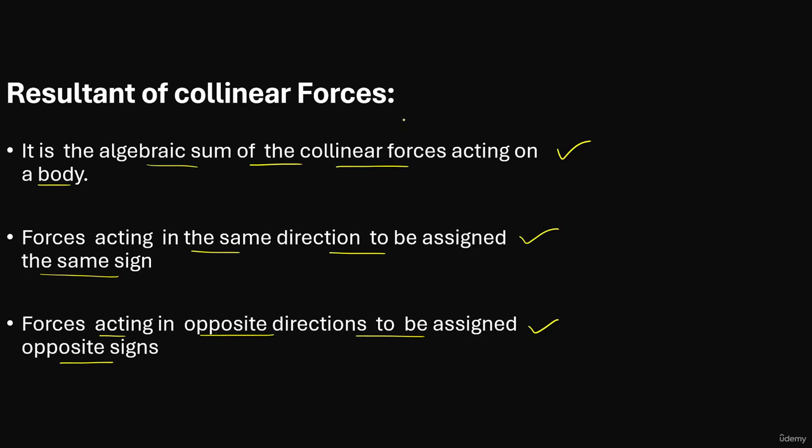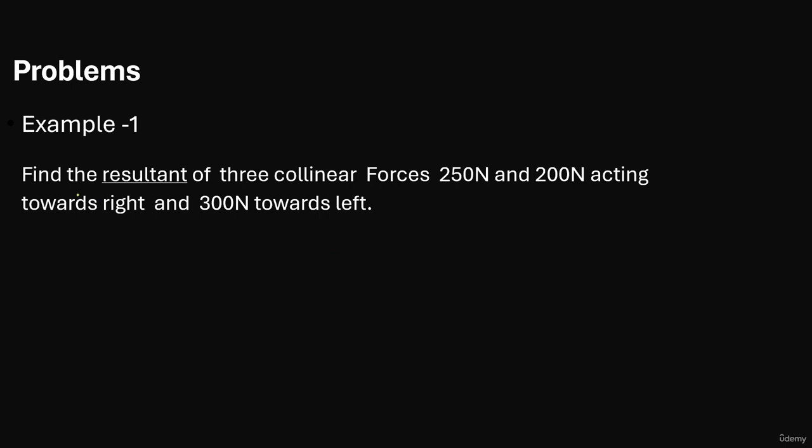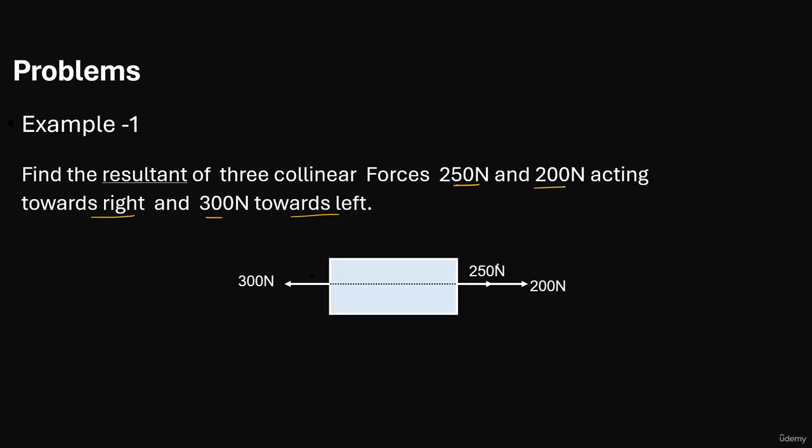Now let's try to apply all these steps for a simple problem. So here is an example. Find the resultant of three collinear forces: 250 Newton, 200 Newton towards the right side, and 300 Newtons towards the left side. So here, if we observe on this block, forces of 250 and 200 Newtons are applied and 300 Newton is there.